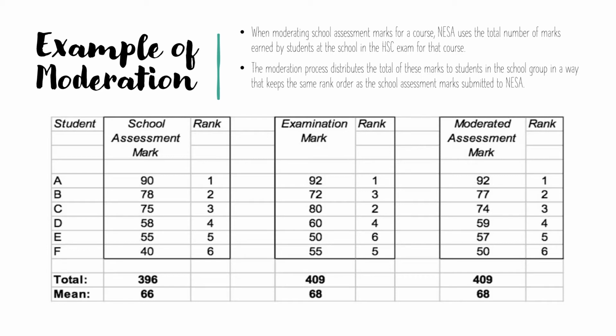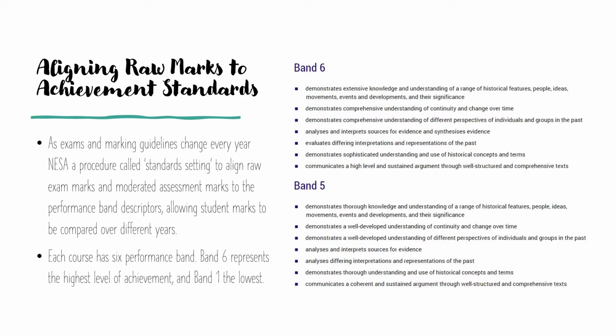So here we can see that while student B was ranked second in the school assessment marks, they were ranked third in the examination mark because they got a mark of 72, whereas student C got a mark of 80, which is higher than 72. However, for the moderated assessment mark, they remain at second because they were ranked second in the school assessment marks. We're going to move on from school assessment marks and talk about exam marks now, but we'll get back to the moderated assessment marks in a little bit.